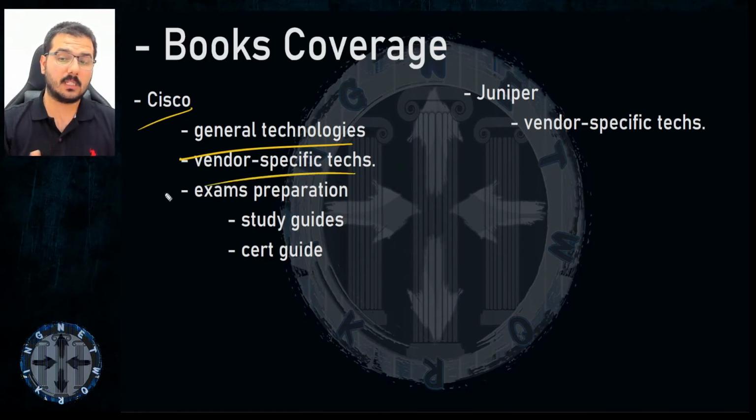And they also have some different books. They have books for EIGRP, which is a routing protocol that you'll find on Cisco devices and Cisco devices only. So they provide both of them.